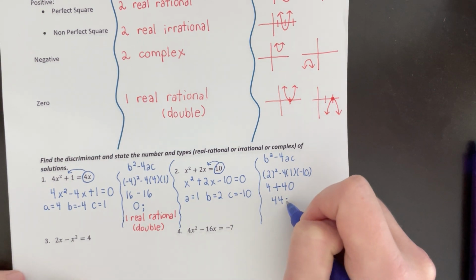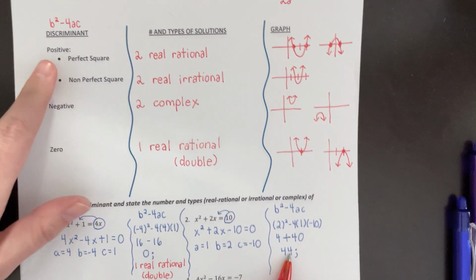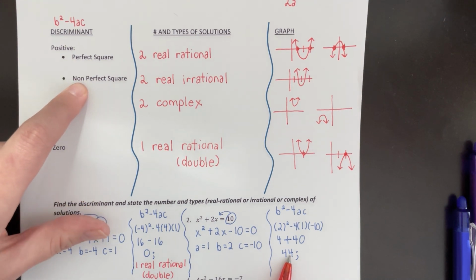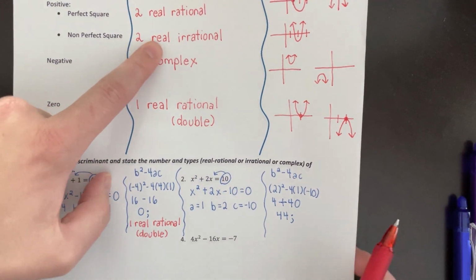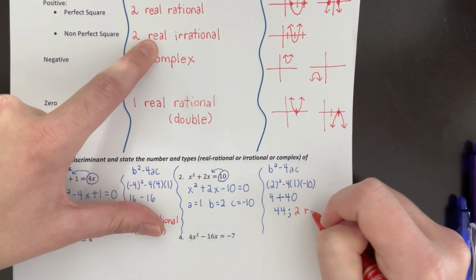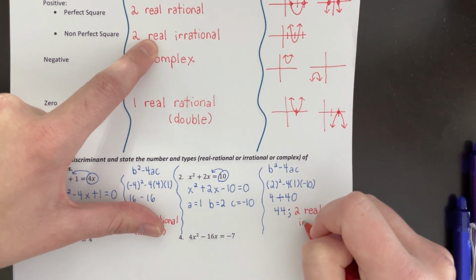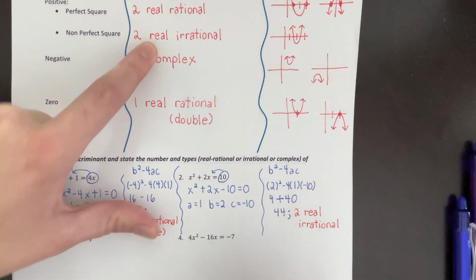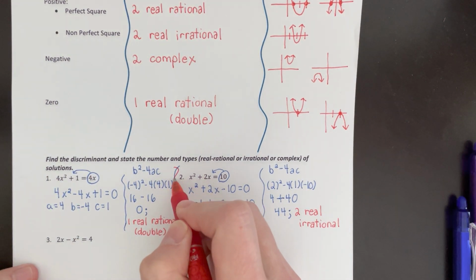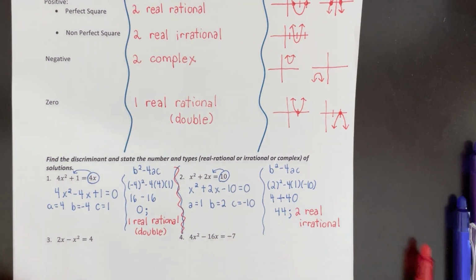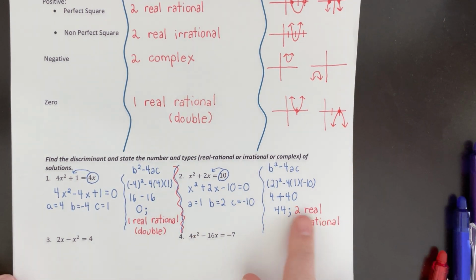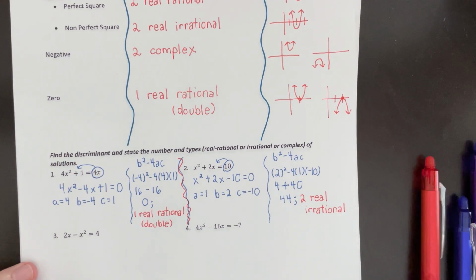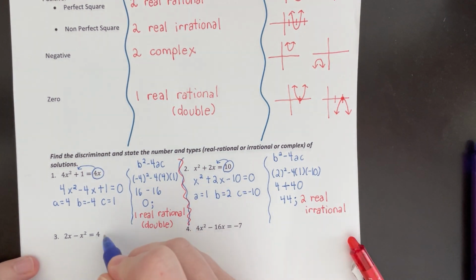Okay, so what does that tell us? Okay, that's a positive. Is 44 a perfect square or a non-perfect square? Oh, it's a non-perfect square, so that's 2 real irrational. So again, if we were to find the solutions of this quadratic on number 2, then we would see that our two solutions would be real numbers and they would be irrational. So no i in them, and they would be irrational.